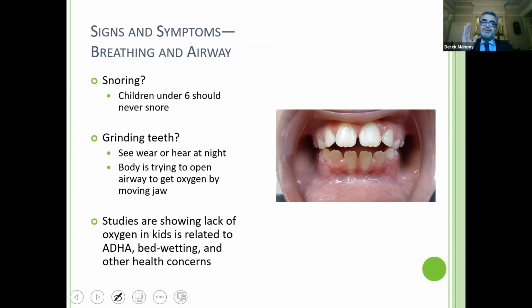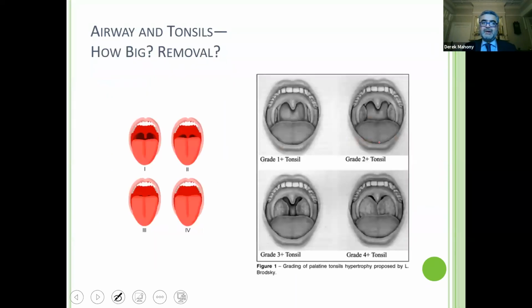Please understand, a child under 6 should never snore, right? A child who snores is normally in the lower percentage of IQ in the class, and I can quote you all the research on that. When these kids are grinding their teeth, what they're really trying to do is bring their jaw forward at night to open up their airway, and they can get more oxygen by moving that jaw. And there's lots of studies in the literature that show a lack of oxygen in kids is related to all those disorders I've talked about, including bedwetting, etc.